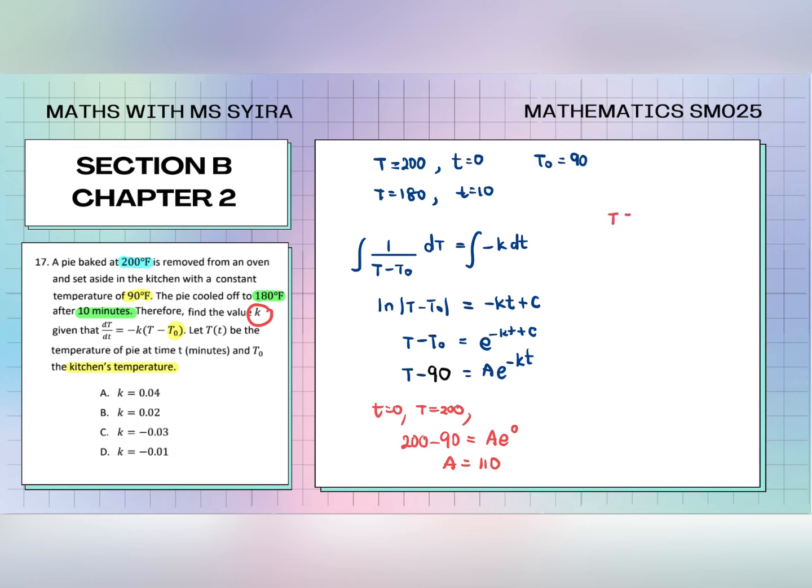Okay, now, bila T equals to 180, at T equals to 10 minutes. So, 180 tolak dengan 90 equals to 110 e to the negative 10K. Okay, here 90 per 180 e to the negative 10K. Ni boleh simplify kan? So, ln of 9 over 11 equals to negative 10K. So, K should be negative 1 over 10. So, we multiply by ln of 9 over 11. Apa hal ke tepi sangat ni? Okay, kejap.